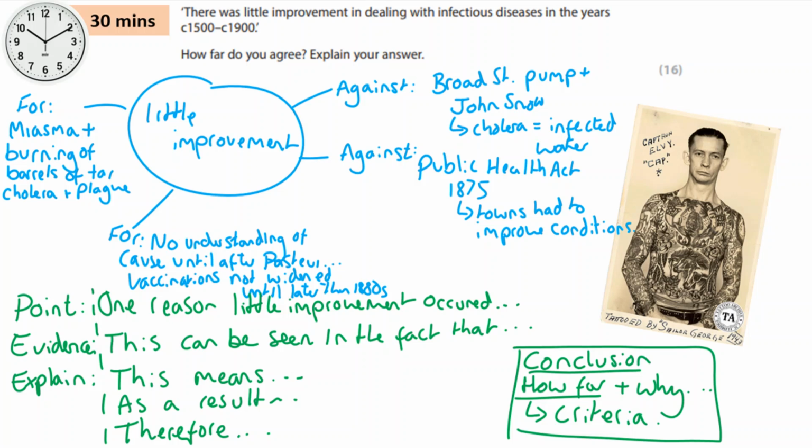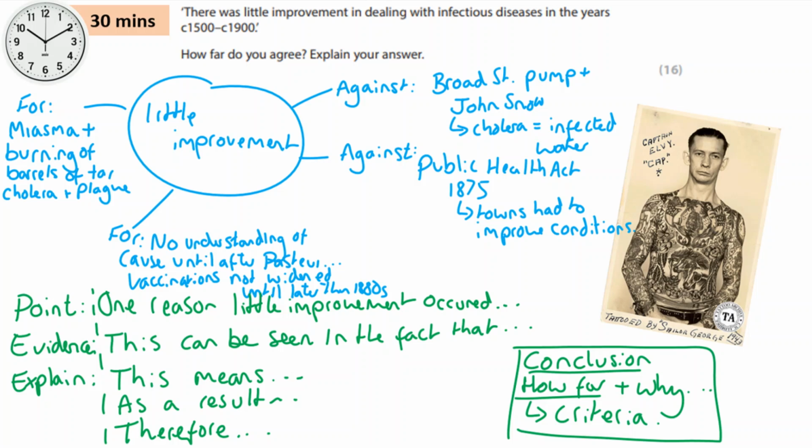So when I come to my evidence, again, I need to back this up with specific factual information. Names, dates, events, and examples are what you need in order to demonstrate the learning and understanding that you have. Having given my factual information, again, I'm going to use that TAT structure. This means: as a result, therefore. The crucial thing with TAT is that you're linking back to your question and that you are justifying the argument that you're making.